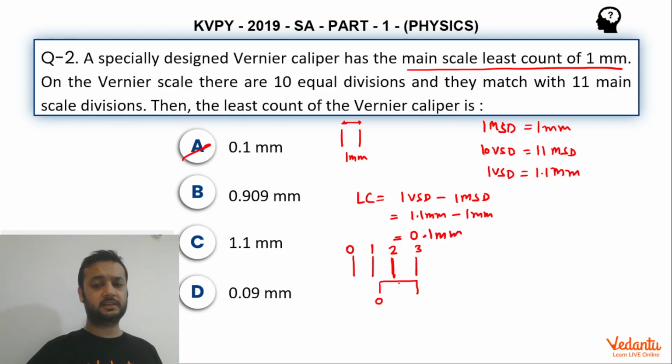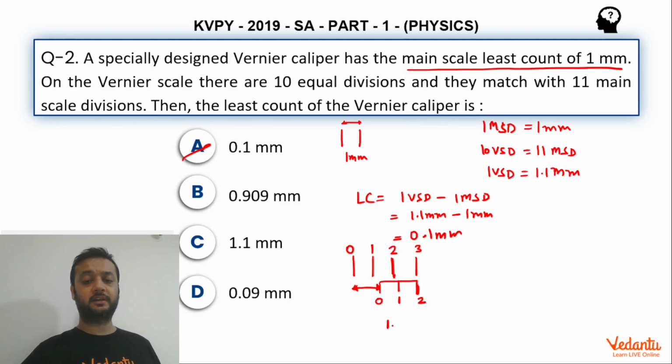This is the zero of the vernier scale. This is the one of the vernier scale, and this is the two of the vernier scale. So basically this length we have to measure, and this is the regular vernier caliper. Now, what will happen in this case? We will say that the reading on the main scale is 1, since the 0 of the vernier scale is to the right of the 1.